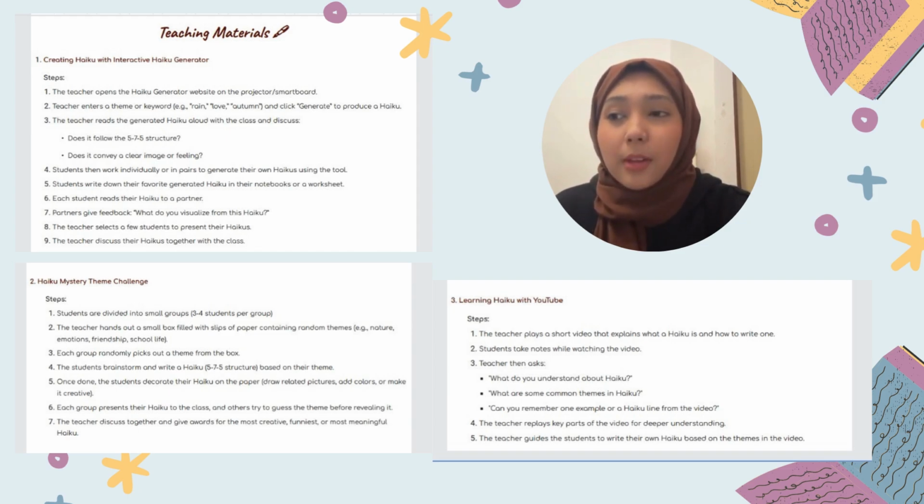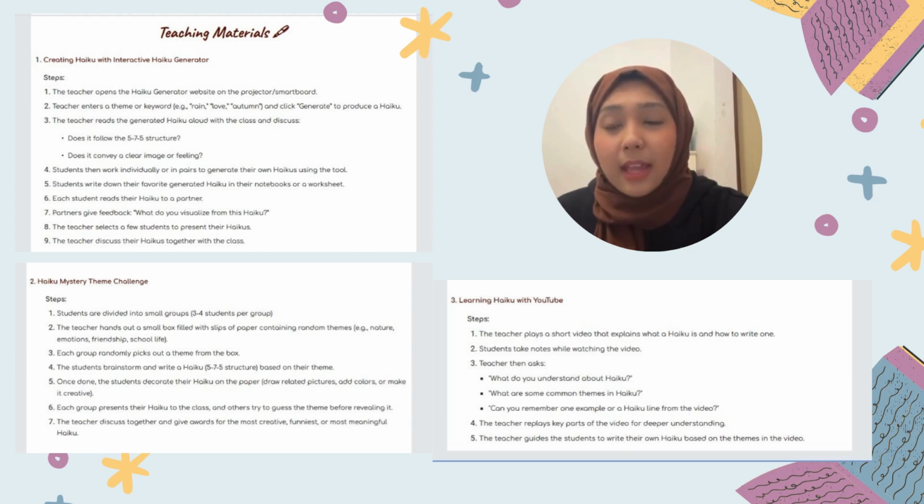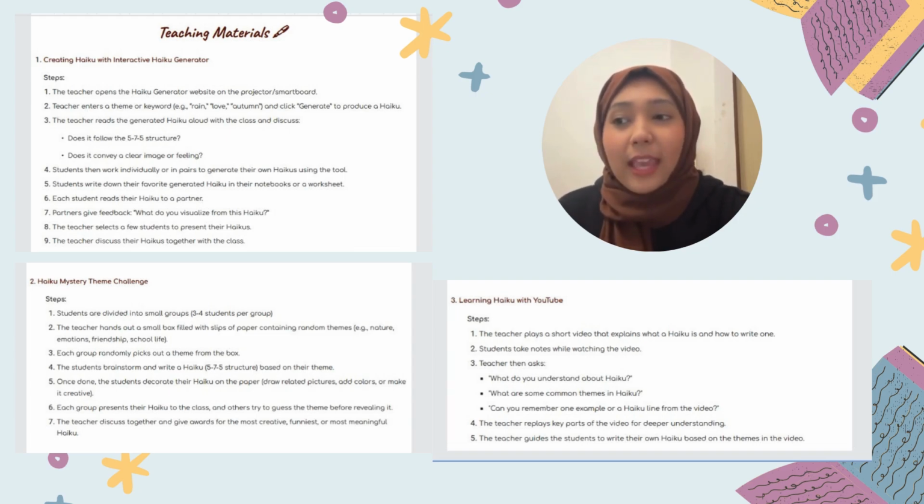Okay, next, each group randomly picks out a theme from the box. And then the students will brainstorm and write a haiku based on their theme. Okay, once done, the students will decorate their haiku on the paper and they will draw related pictures, add colors, or make it creative. And then each group will present their haiku to the whole class, and the others will try to guess the theme before revealing it. Okay, lastly, the teacher will discuss together and give awards for the most creative, funniest, or meaningful haiku.